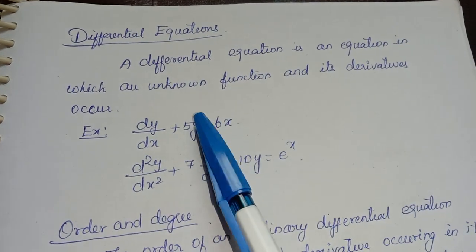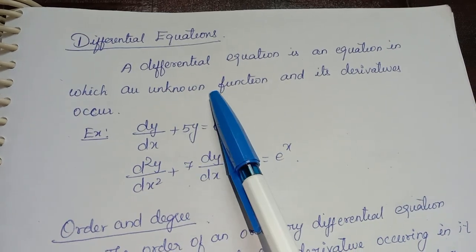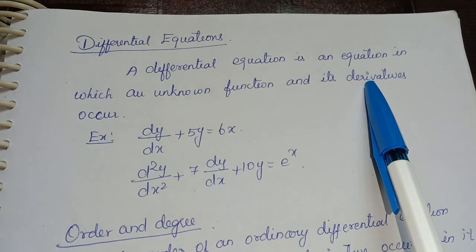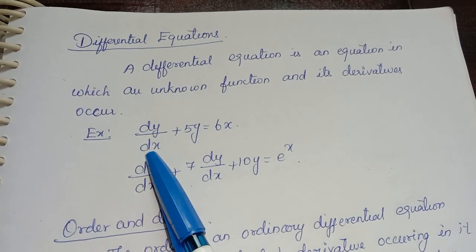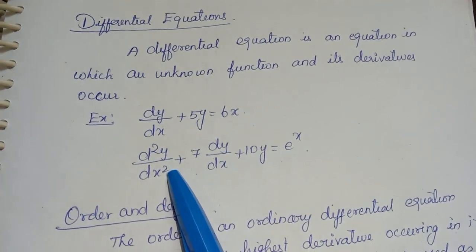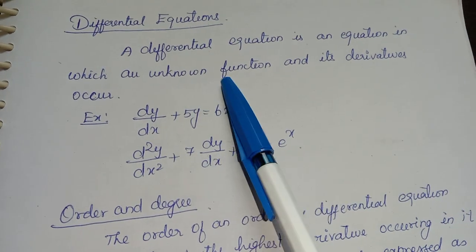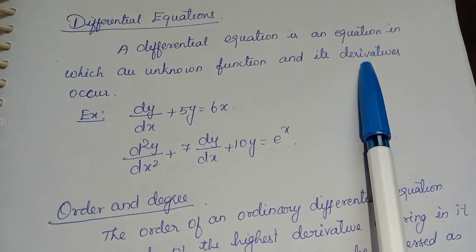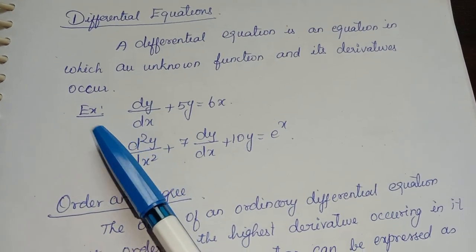The differential equation means it's an equation which contains one unknown function and its derivatives. So if y is an unknown function, then its derivatives are dy by dx, d square y by dx square, d cube y by dx cube, and so on. So if there is an equation which contains the unknown function and some of its derivatives, it is called a differential equation. So let's see some examples.